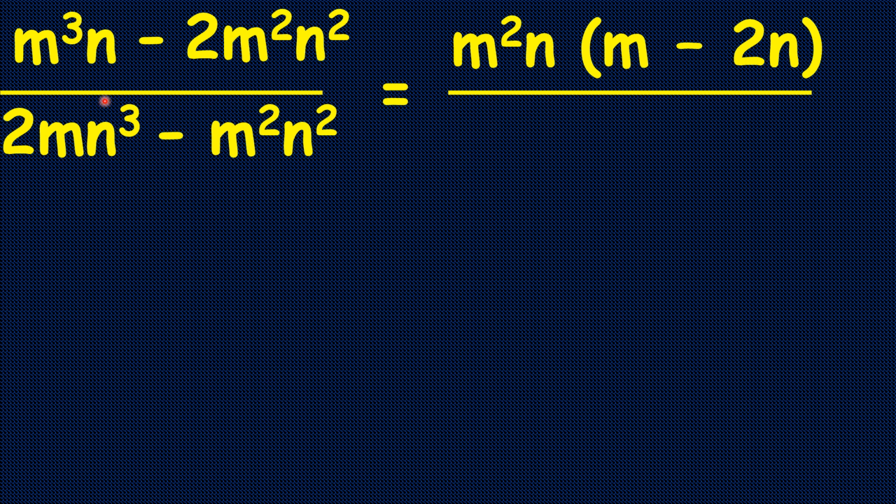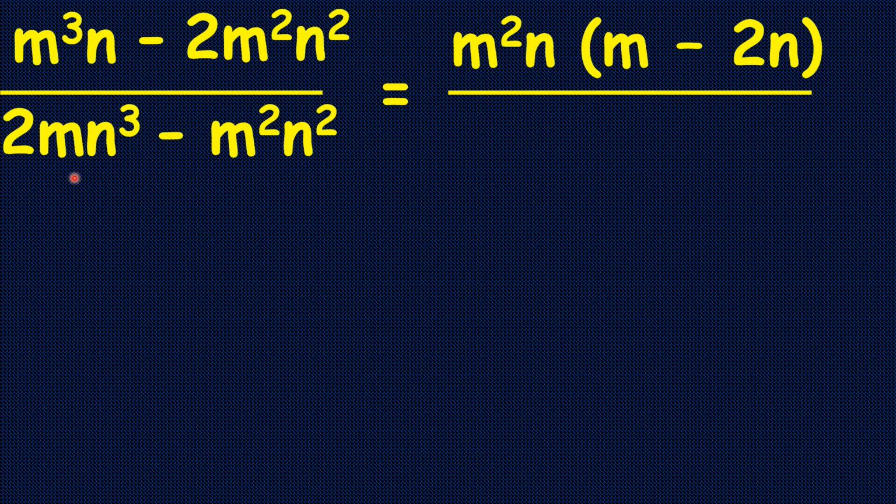Now what are we going to do? What do we have that is common to this and also common to this, such that we can bring it out as a factor? n squared is common here and is also common here. m is here and also can be seen here. So we'll take out m n squared.